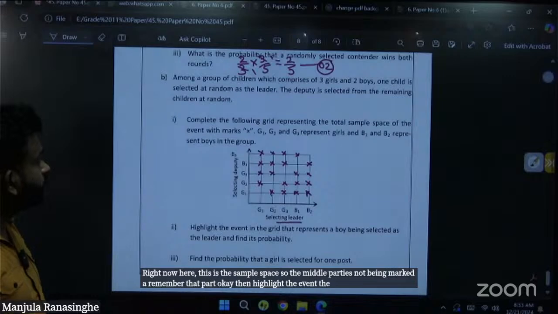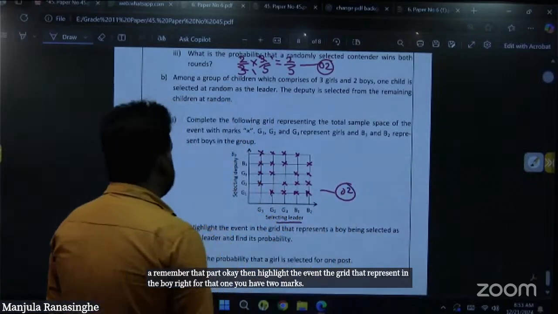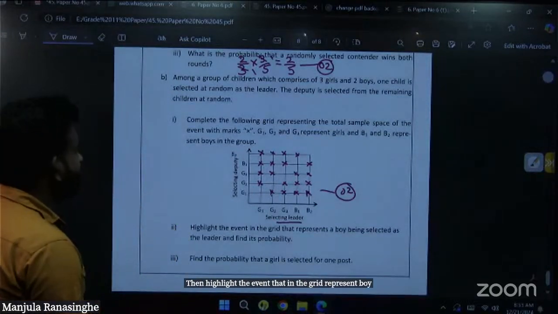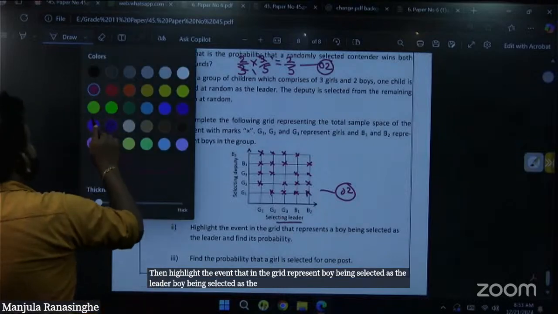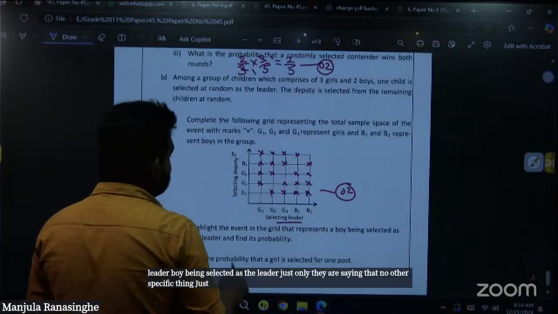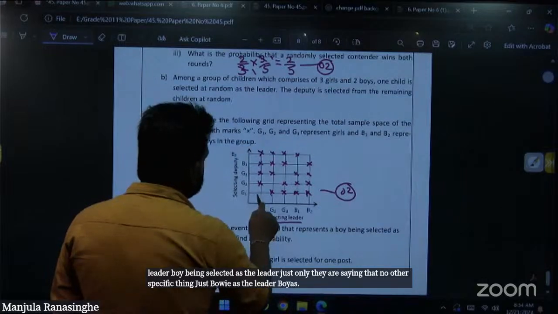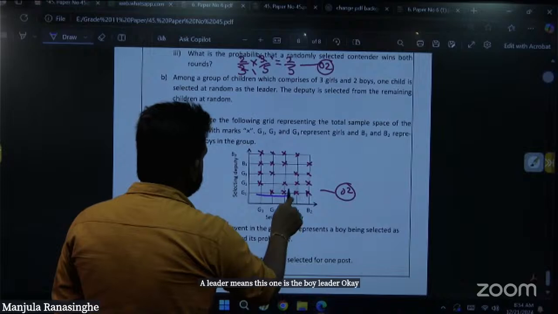Okay, remember that one. Then highlight the event in the grid that represents a boy being selected as the leader. For that one you have 2 marks. Boy being selected as the leader. Just only they are saying that, no other specific thing. Just boy as the leader. Boy as the leader means this one is the boy leader. Then these are all probable.